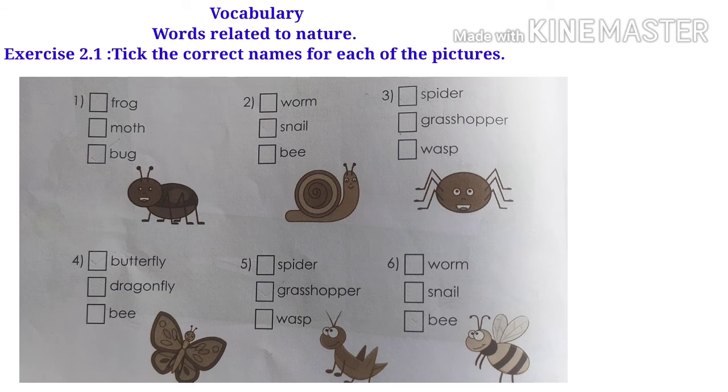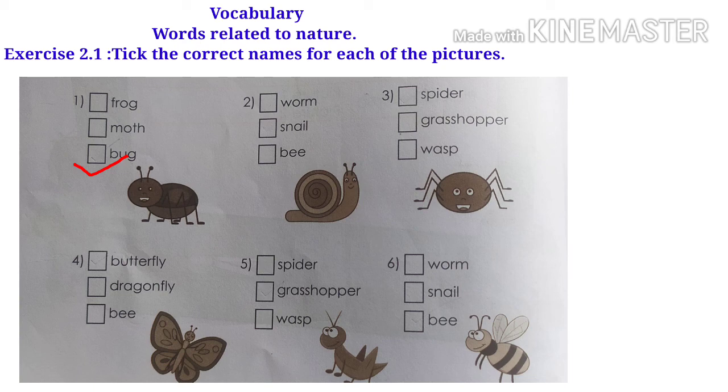Then the next point is the vocabulary, words related to nature. So here it is exercise 2.1. Tick the correct names for each of the pictures. First, frog, moth, bug. So which picture is this? This is the bug's picture. So we have to tick the bug.